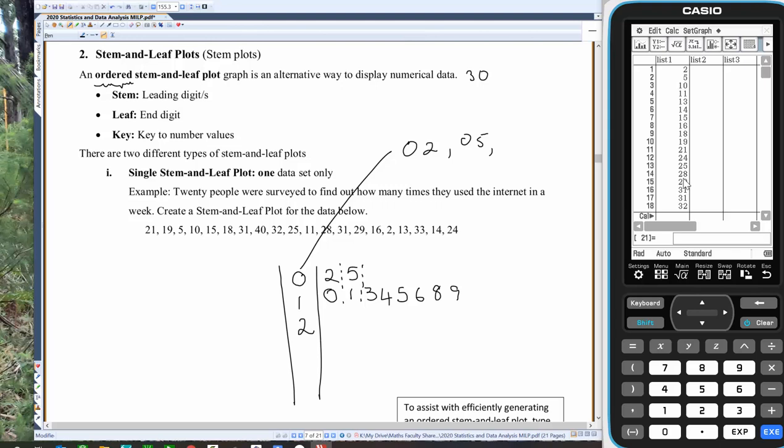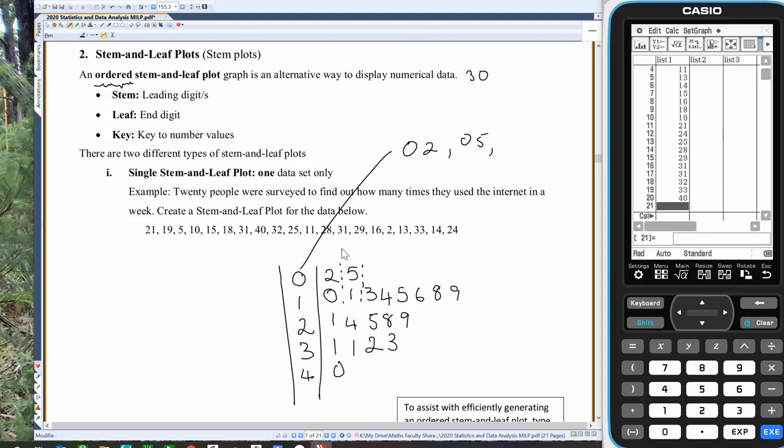So again, I'm just looking at the numbers off the calculator here, and we've got 1, we've got 4, we've got 5, we've got 8, and we've got 9. Now to 3, we've got 1, 1, 2. Then we've got 3, and then we've got 4, and we've got 0. All right, so here's our finalized stem and leaf plot.